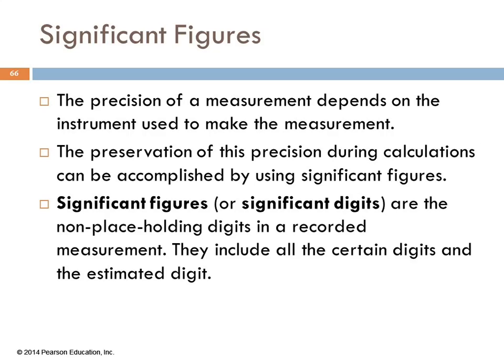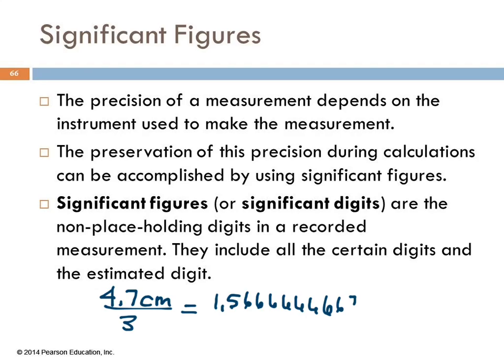And so we want to avoid, well, let's make up an example here. Let's say I had something that was 4.7 centimeters long, and I'm going to divide that into 3 pieces. So I'm going to take 4.7 and divide it into 3 pieces, and my calculator says that's 1.5666. That each of those 3 pieces is that long.